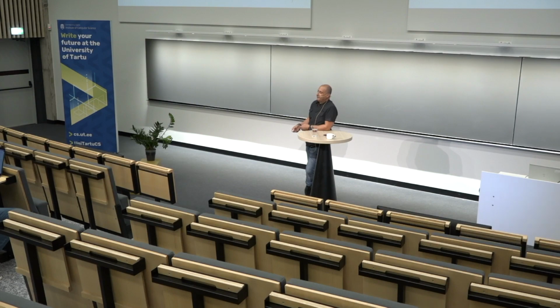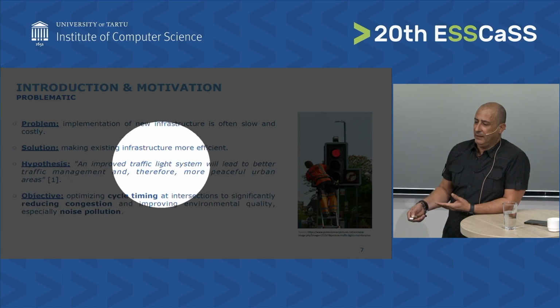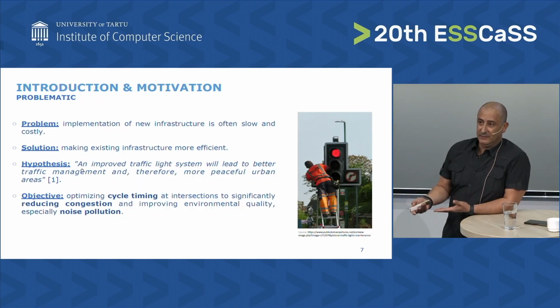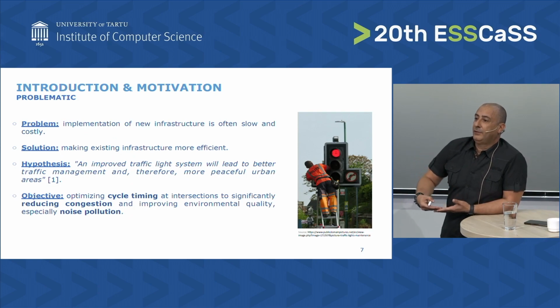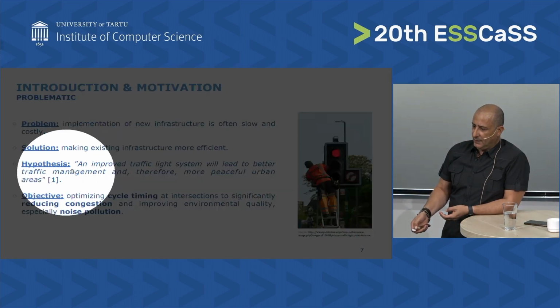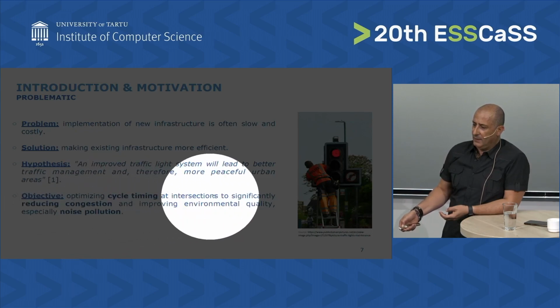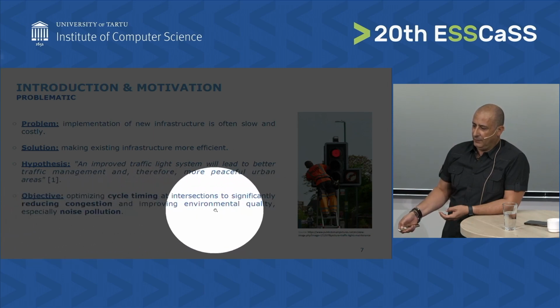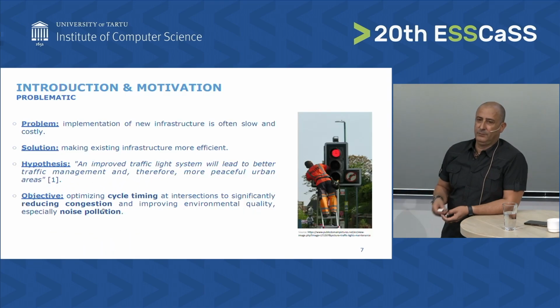So I would say the idea is that an improved traffic light system will lead to better traffic management and therefore a more peaceful urban area, since we expect that by doing so, we are reducing the urban noise. So the main objective of traffic light management is to optimize the cycle timing at intersections to significantly reduce congestion and improve the environmental quality, especially noise pollution.